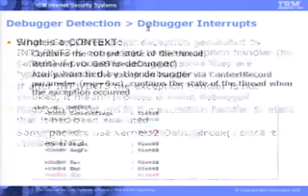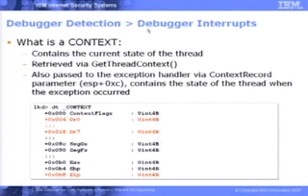Before continuing, what is a context? Basically, a context contains the current state of the thread. It can be retrieved by GetThreadContext, but it is also passed to the exception handler via the ContextRecord parameter, and it contains the state of the thread when the exception occurred. So some packers use the context record passed to the exception handler, for example, checking the debug registers and manipulating the EIP when the exception handler returns.